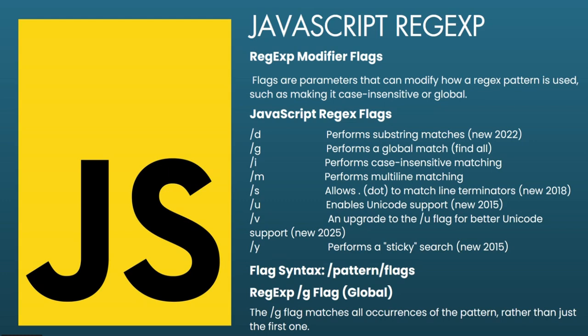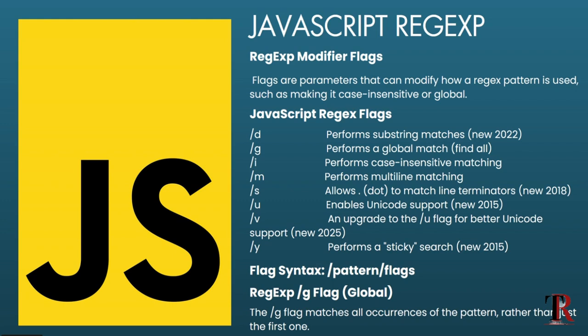Modifier flags. Flags are parameters that can modify how a regex pattern is used, such as making it case insensitive or global. So when searching for a pattern in a string, a modifier helps us determine how the pattern should be searched for and processed, when it comes to case sensitivity or a global search. So that is the purpose of the regex modifier flags.